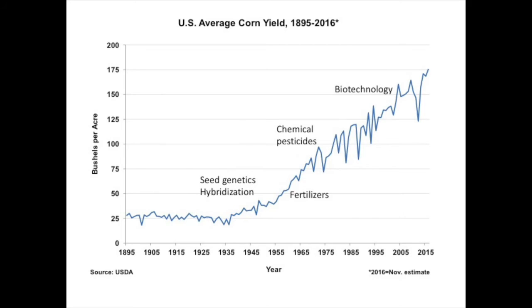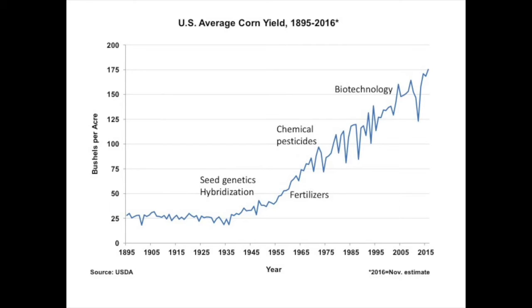This is the same overhead that we saw before. I've now taken off the trend notations and added some of the major technologies that have been introduced, roughly in the time period that they were introduced. First, we see seed genetics. We really began ramping up seed genetics research in the 30s and 40s, and hybridization came to corn.